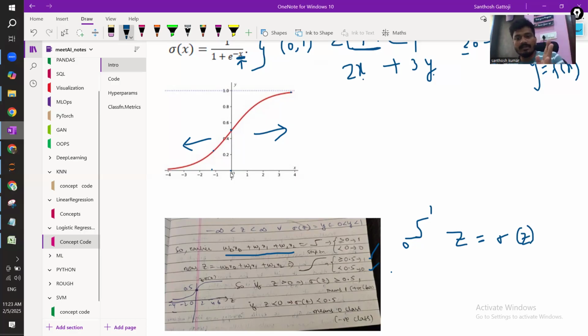So if it is greater than 0.5, I'm saying one class. If it is less than 0.5, I'm saying the other class. But later we will see whether we can have this 0.5 fixed always or not. So just remember this. The sigmoid function is not saying the class. Sigmoid is just giving you a value, 0.5, 0.3, anything. Based upon that, we are saying, okay, we have two classes. Greater than 0.5, I will take one class. Less than 0.5, I will take another class.